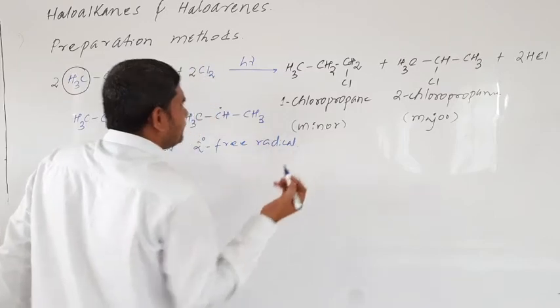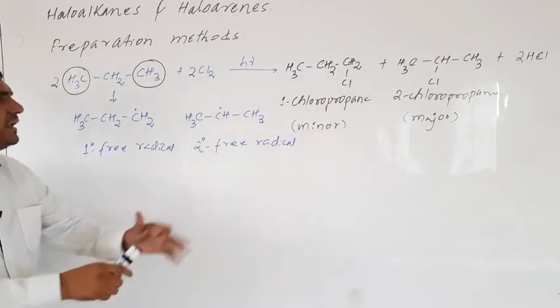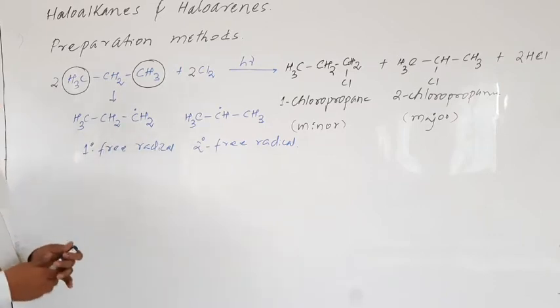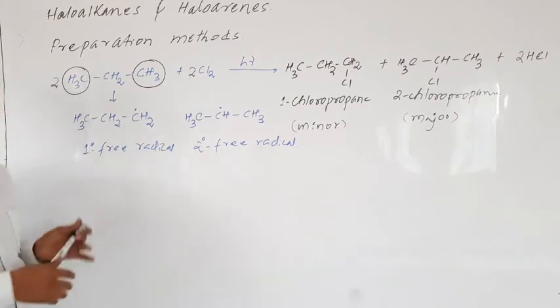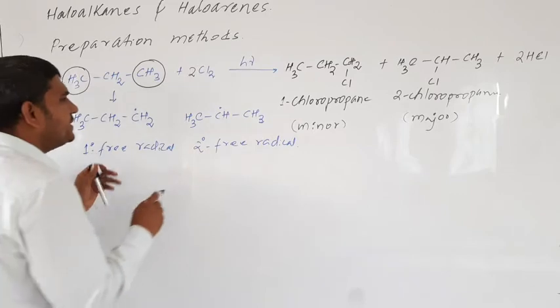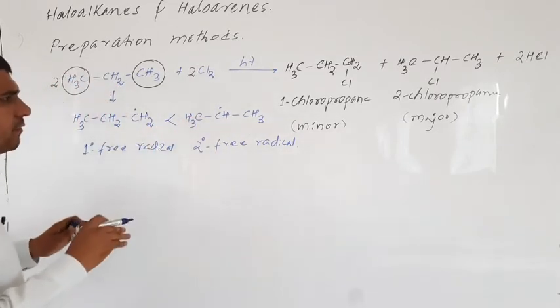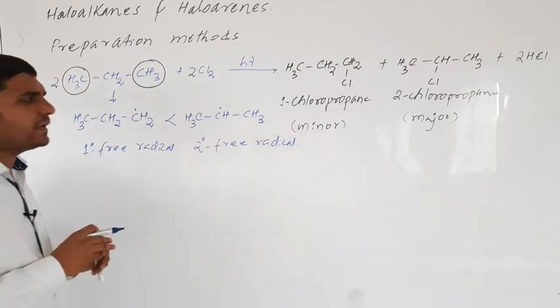Okay, this is a secondary free radical, which means it is a highly stable free radical. You studied this concept in first year itself. Always, this secondary free radical is more stable than the primary free radical. What is the order of stability of free radicals?